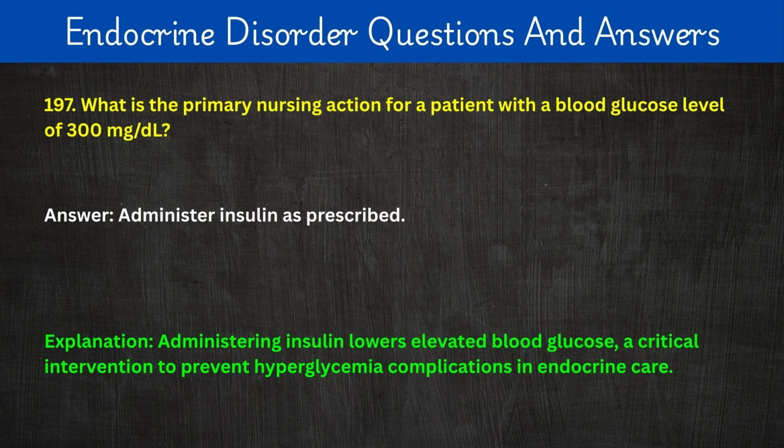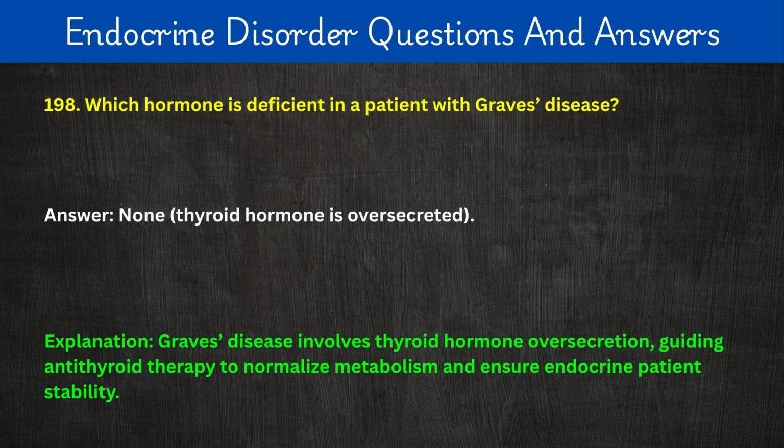197. What is the primary nursing action for a patient with a blood glucose level of 300 milligrams per deciliter? Answer: administer insulin as prescribed. Explanation: administering insulin lowers elevated blood glucose, a critical intervention to prevent hyperglycemia complications in endocrine care. 198. Which hormone is deficient in a patient with Graves' disease? Answer: none. Thyroid hormone is oversecreted. Explanation: Graves' disease involves thyroid hormone oversecretion, guiding antithyroid therapy to normalize metabolism and ensure endocrine patient stability.